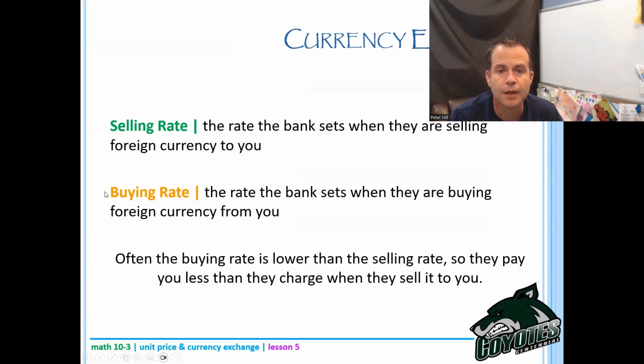Okay, then there's a buying rate. The buying rate is the rate that the bank sets when they are buying foreign currency from you. So now let's say you're coming back from Mexico and you have 1,000 pesos left over. You can't spend your pesos in Canada, so you want to put that back into Canadian money. You go to the bank and you say, here's my 1,000 Mexican pesos. Can you buy it back and give me Canadian cash for it? Often the buying rate is lower than the selling rate, so they pay you less than they charge when they sell it to you. You have to remember that banks are always trying to make money, right?